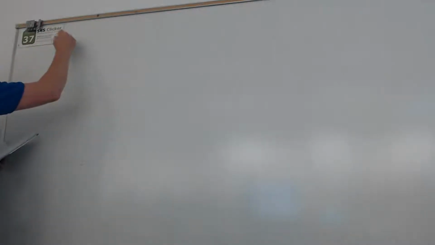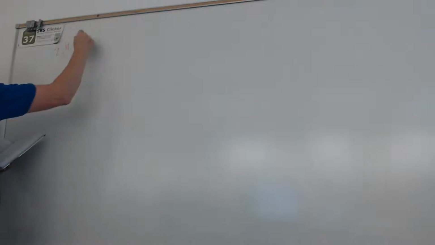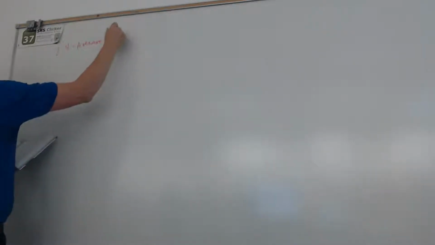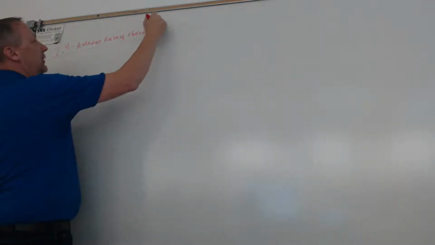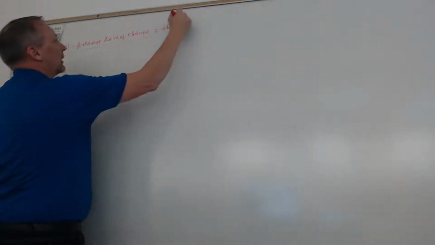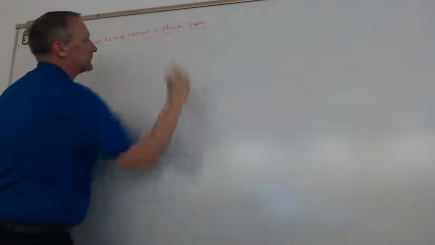All right, so one of the things we're going to talk about, chapter 2.4, is average rate of change. Okay? Now, one of the things that I love about this is they give you all this math notation to make it look really hard. When you hear average rate of change, I want you to think slope. That's exactly what it is.